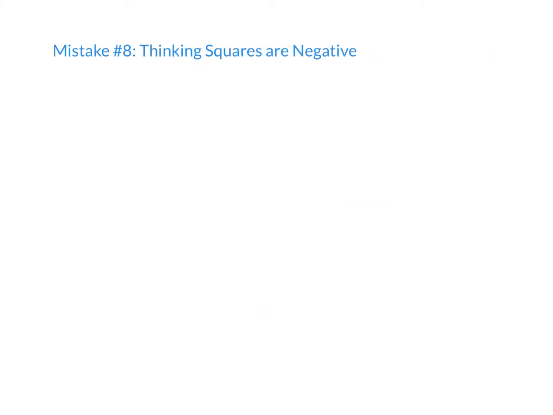So the next mistake is thinking that square numbers are negative. So this is how square numbers work. So 0 squared is 0. If you square any other number, the answer is always positive. We know 3 squared is 9. That's easy. It's a positive number.